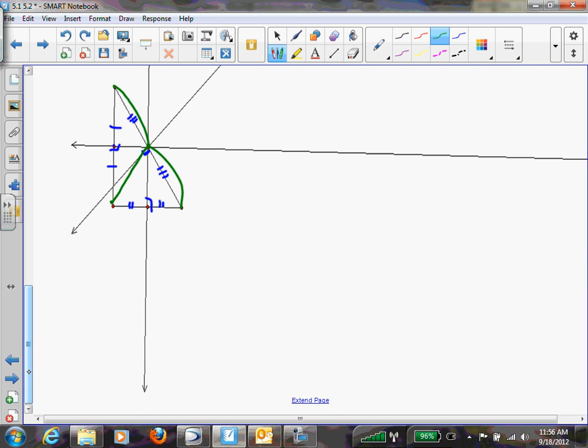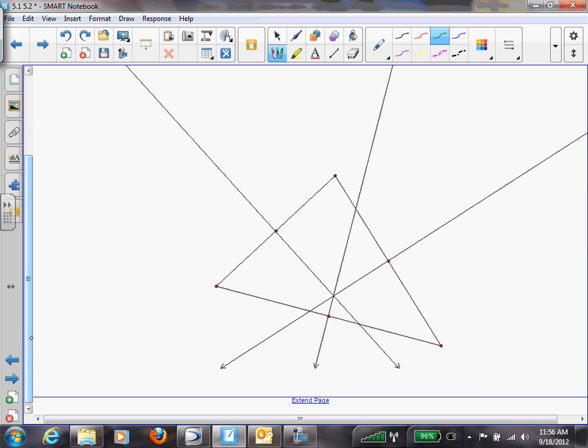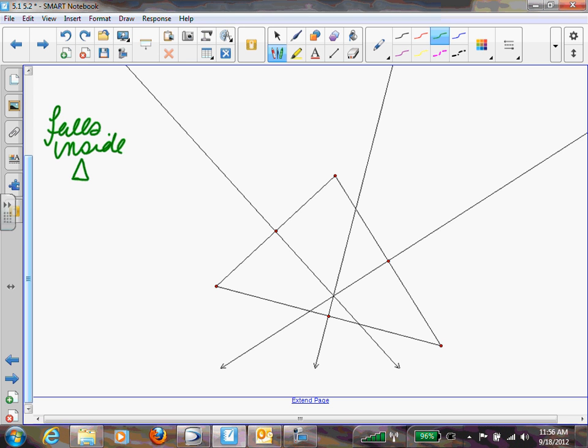All right, the last one is an acute triangle. And where is the circumcenter falling in this case? Okay, it falls inside the triangle. So what I want you to do is indicate perpendicular angles, sides that are divided in half, and then in a different color, show me the lengths that are congruent in that triangle.